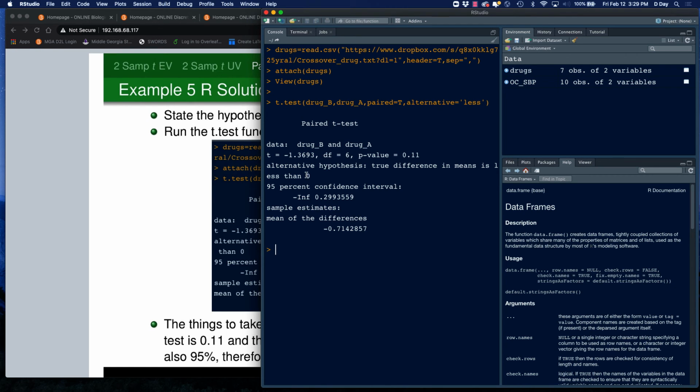But when we do it, we see that we get a P level of 0.11, which is not significant at all. And that's really the only important thing we can take here.